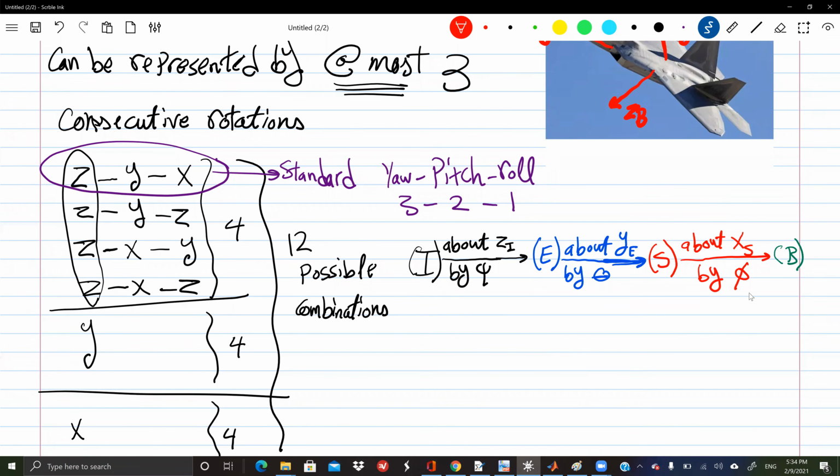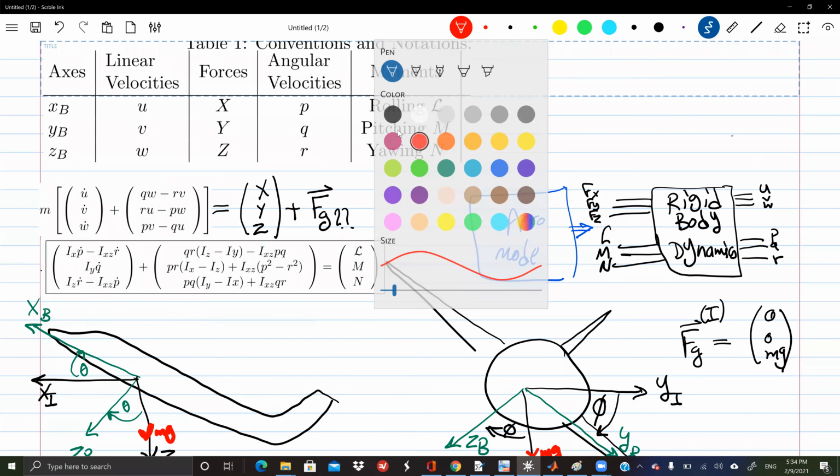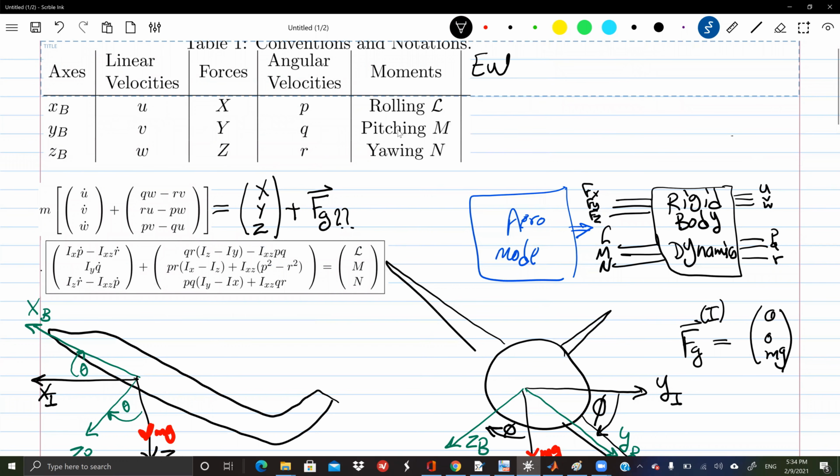These angles, psi, theta, phi, are what we call Euler angles. So you're going to make here a new column and say Euler angles. The roll angle we call phi. The pitching angle we call theta. The yaw angle we call psi. Okay?